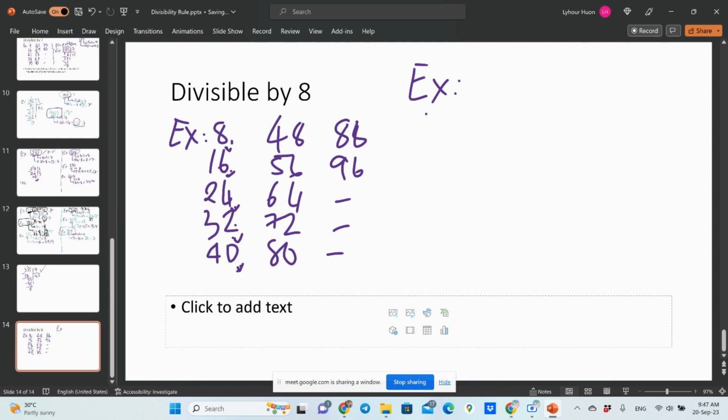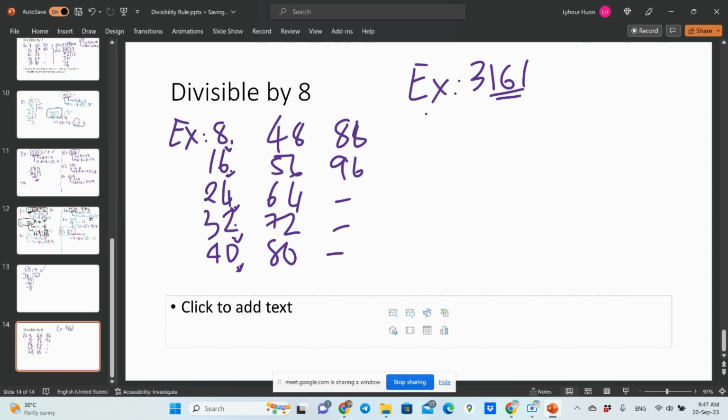Okay. So, for example, we have 3,161. If the last three digits number is divisible by 8, then no matter what happened before that, it will be divisible by 8.